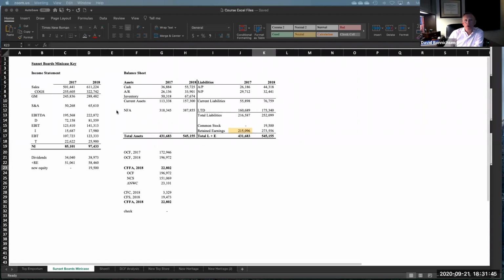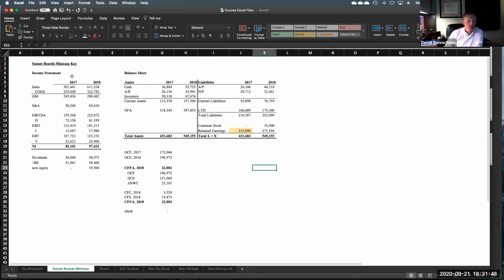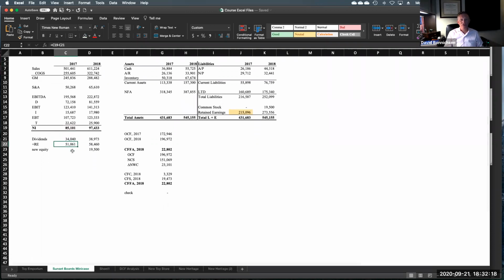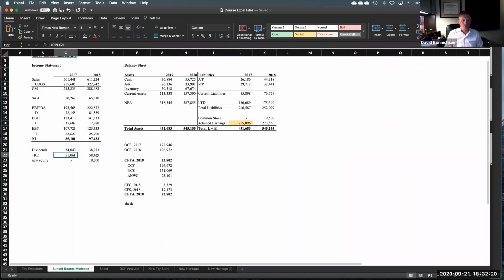So if we build the two income statements for Sunset Boards, in 2017 you should have had a net income of 85,101, and in 2018 a net income of 97,433. The dividends were 34,040 and 38,973. And as we talked about, what would have flowed to retained earnings on the balance sheet for both of those years is just the difference between net income and dividends. So net income minus dividends gives you the addition to retained earnings for both years.